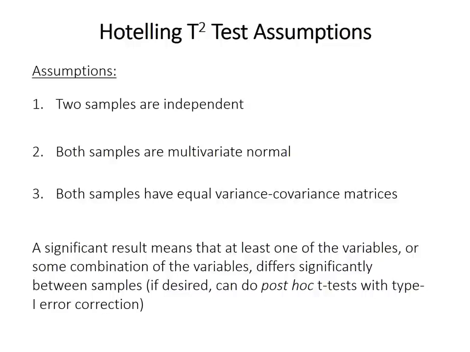But if desired, you can do t-tests on the individual variables after the fact. Make sure to correct for type 1 error risk that you would get by doing multiple tests. You don't see this that often. I mean, generally you're running the Hotelling t-squared for a reason, because the variables are related and you want to know generally how they compare together.